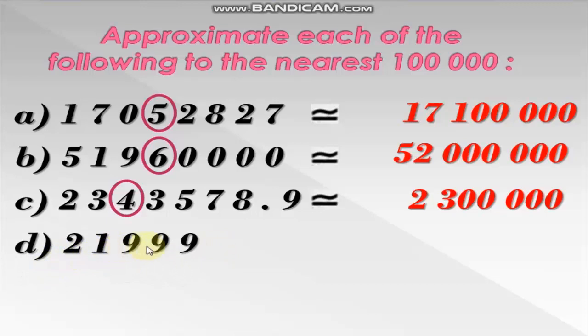Letter D. 21,999. Where is the 100,000? There is no 100,000, so let's say it's 0. Look at the 10,000, number 2. 2 is less than 5, so we replace all the digits by 0 and keep the 100,000 with its value. The 100,000 here is 0, so it became 0.